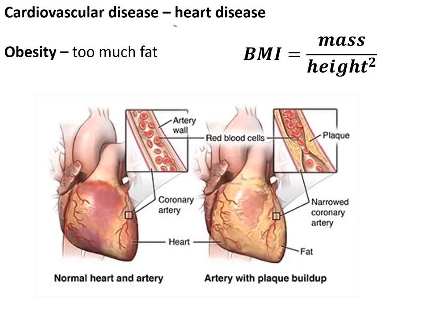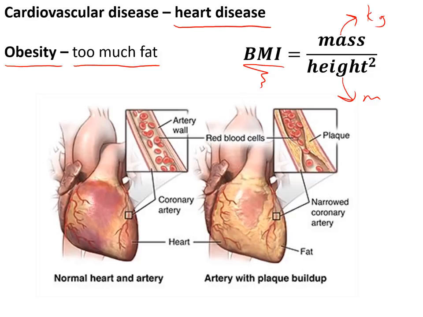Cardiovascular disease is heart disease, and the main risk factor for it is obesity, which means having too much fat. We determine obesity by the body mass index, which is not a good measure, but is the one on this syllabus. And body mass index, BMI, is your mass in kilograms divided by your height squared in meters. Watch out for unit conversions on these questions in the exam.